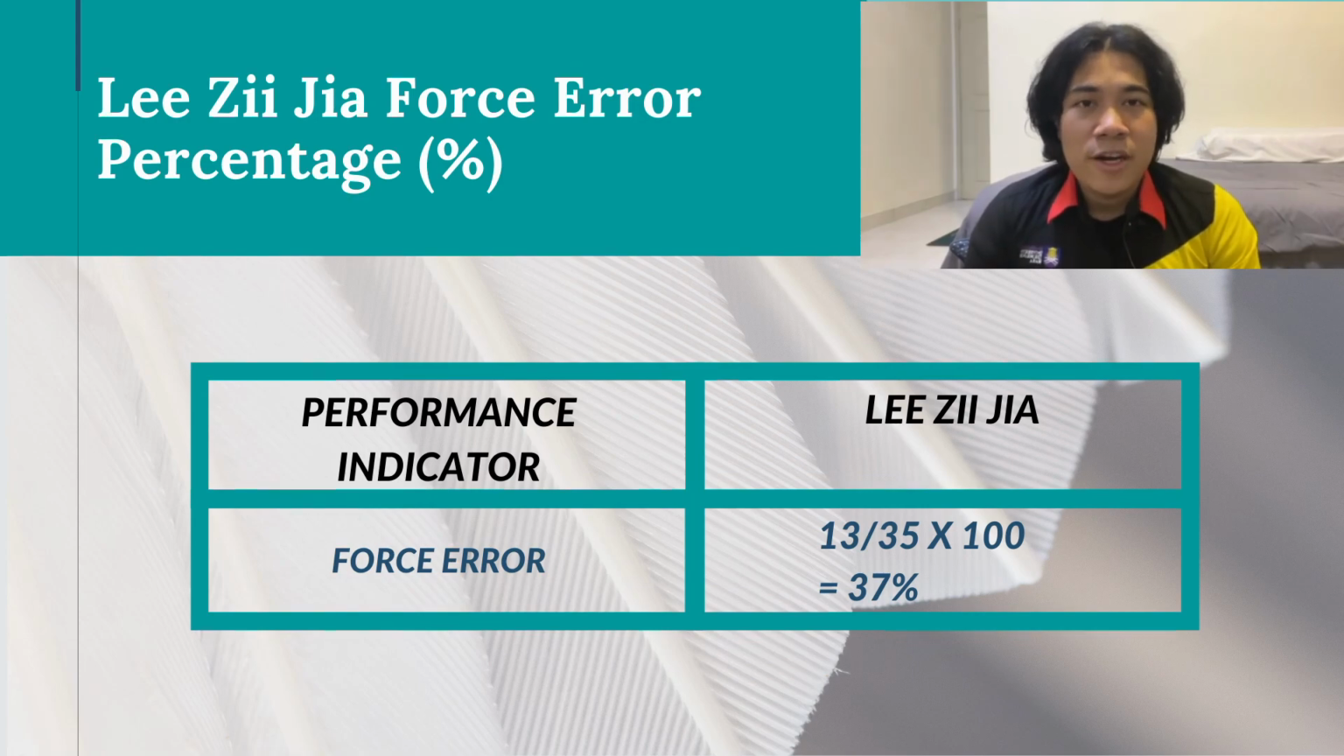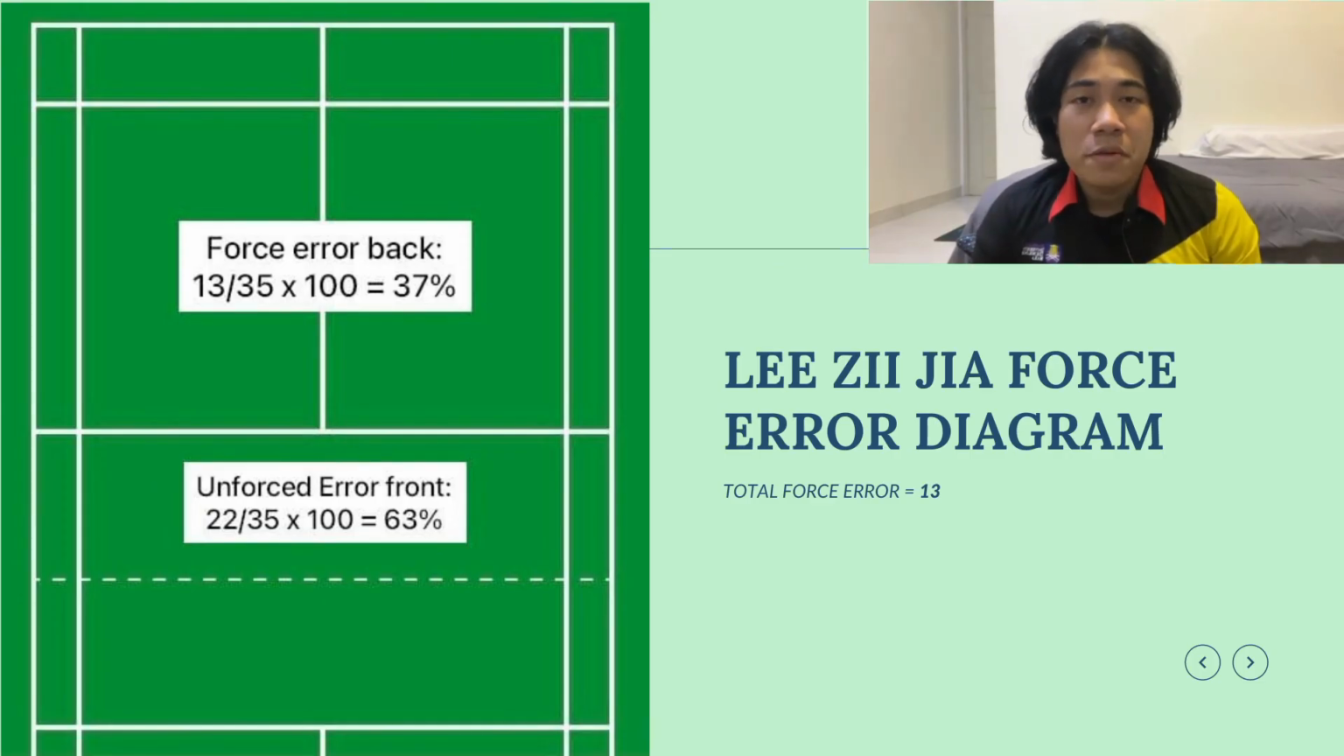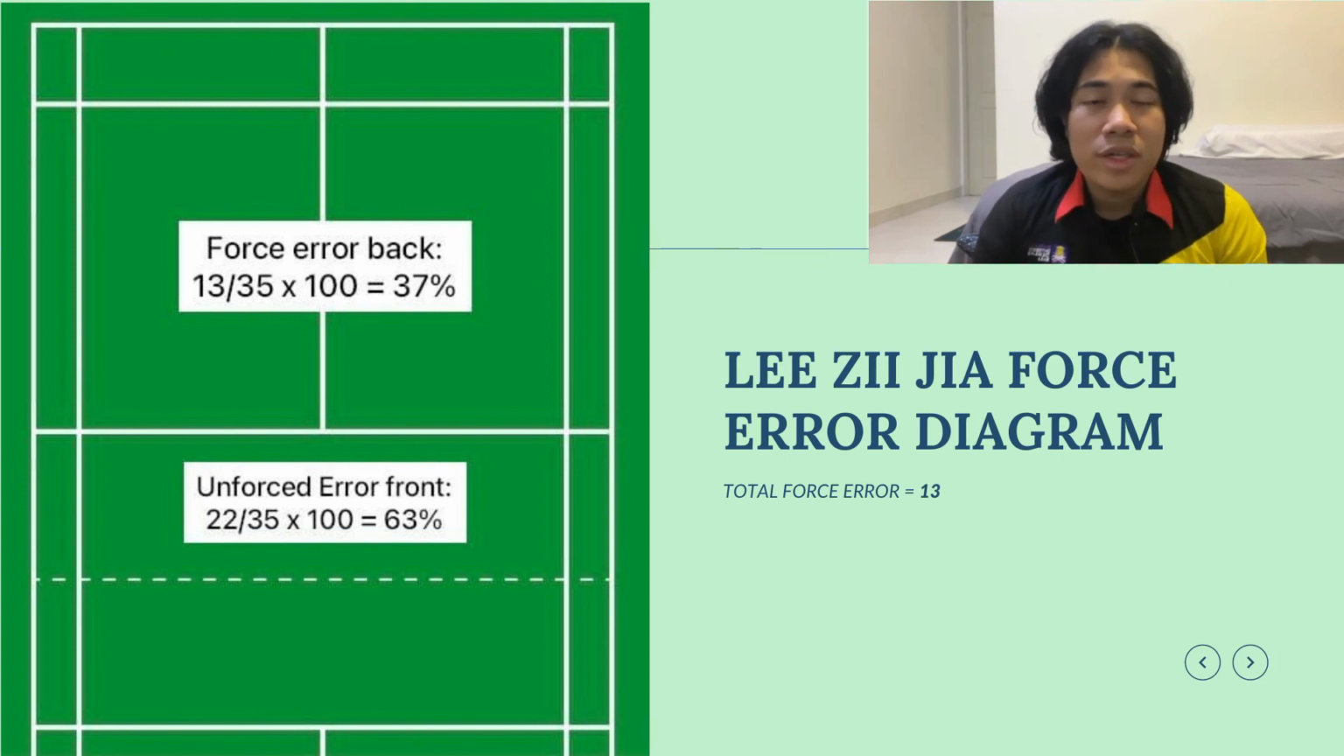for Lizzie. And of course, you can see from the diagram of the forced errors of Lizzie that they mainly occur at the back of his side. Basically, Kento Momota just does a smash and Lizzie cannot retrieve it, and that makes him commit a forced error.